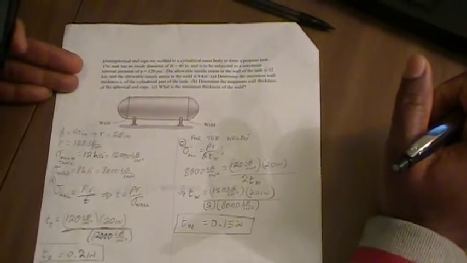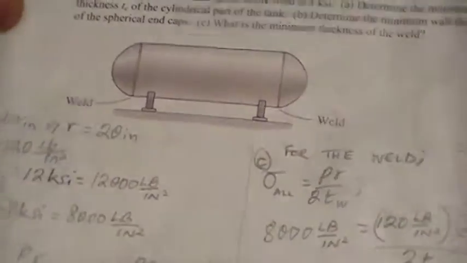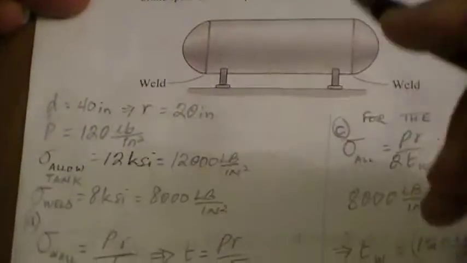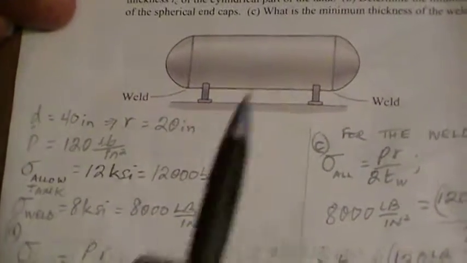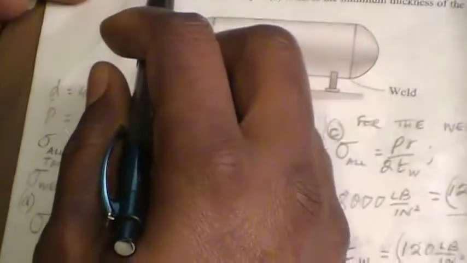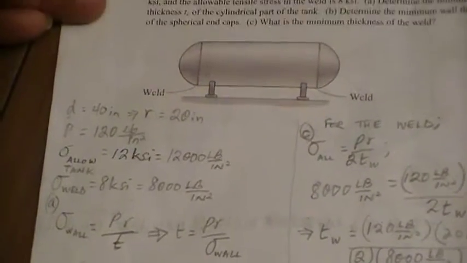P is given as the pressure, which is 120 psi, and the diameter of the cylinder is 40 inches. So half of that, which is the radius, will be 20, and then our stress is given as 12 ksi, which is 12,000 pounds per inch squared.